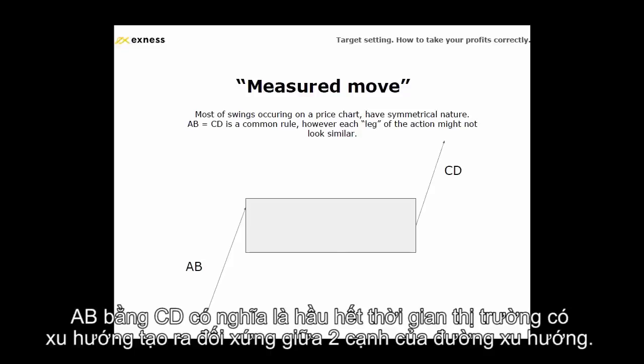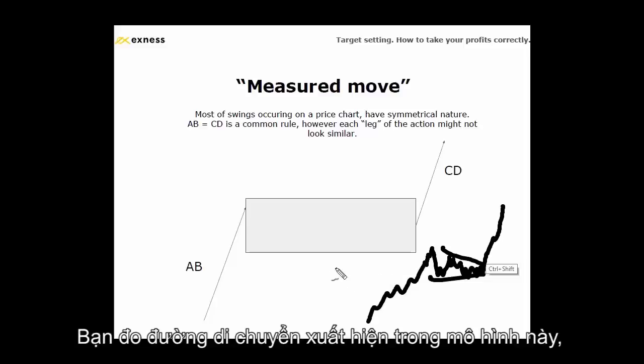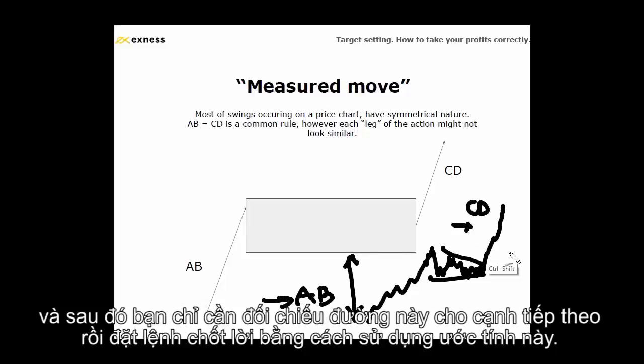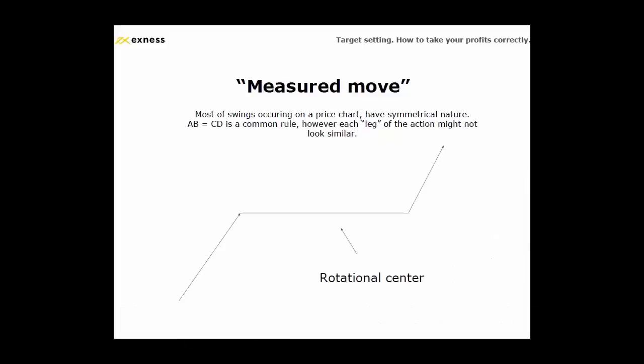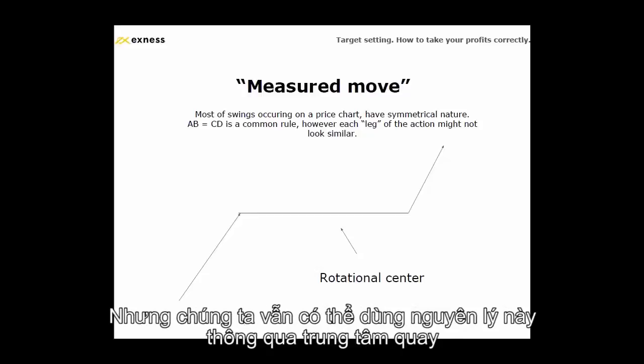AB equal to CD means that most of the time the market tends to generate symmetry between the legs of any trending move. If you remember any chart pattern like a triangle, flag or pennant, which are continuation patterns, you might remember that the principle is pretty much the same for such patterns. You see the pattern, you measure the move that preceded this pattern, and then you just project this move to the next leg, and you set your take profit order using these dynamics.